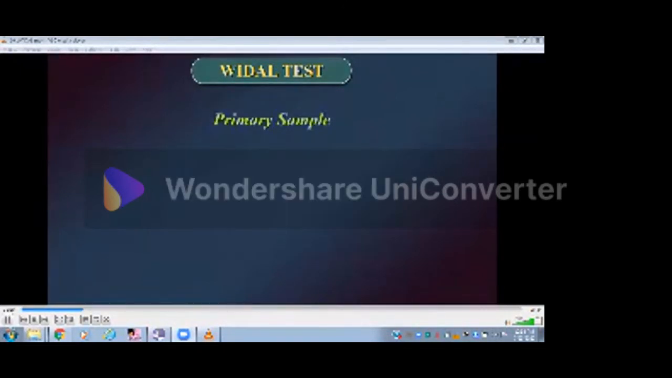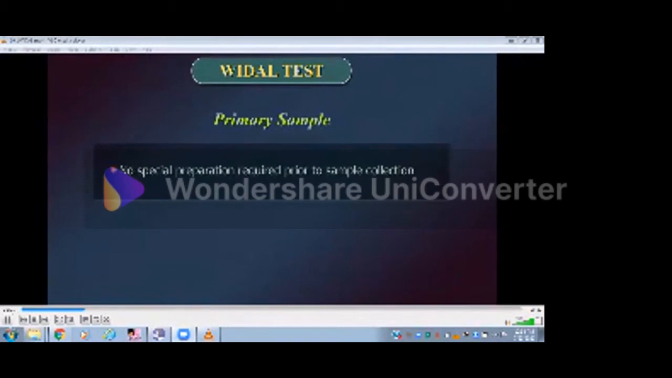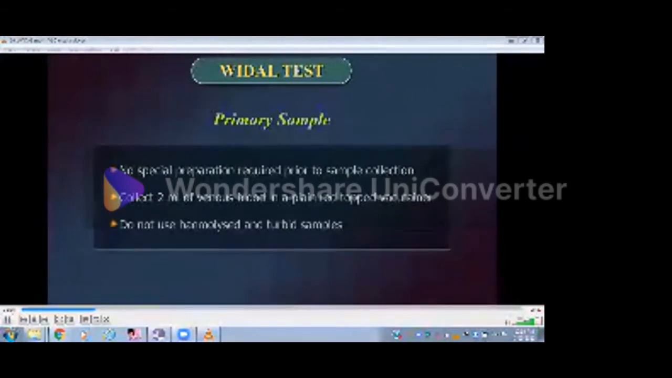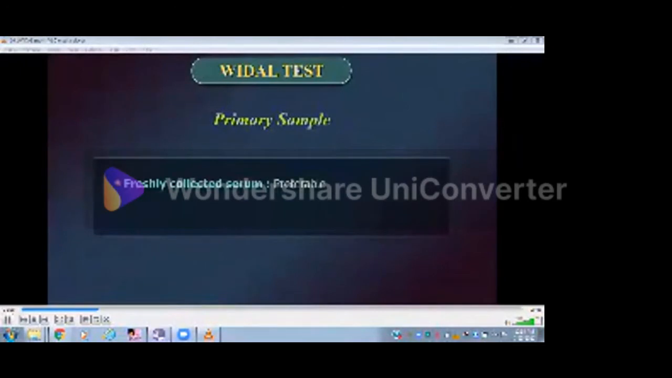Primary sample. No special preparation of the patient is required prior to sample collection by approved techniques. Collect 2 milliliters of venous blood in a plain red-topped vacutainer. Do not use hemolyzed and turbid samples. Though freshly collected serum is preferable, samples can be stored at 2 to 8 degrees centigrade for up to 72 hours in case of delay in testing.